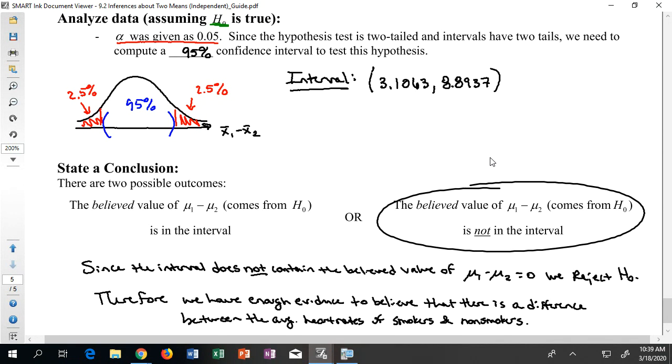The next section will be 9.3, where we're going to talk about two means, but from dependent samples. And this will be our last video.